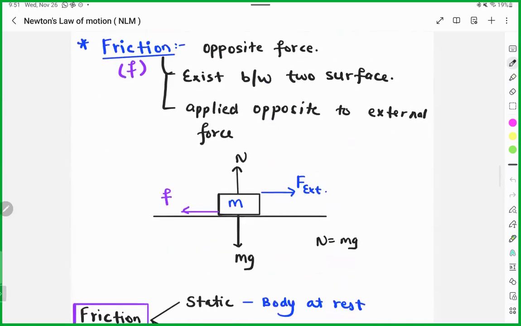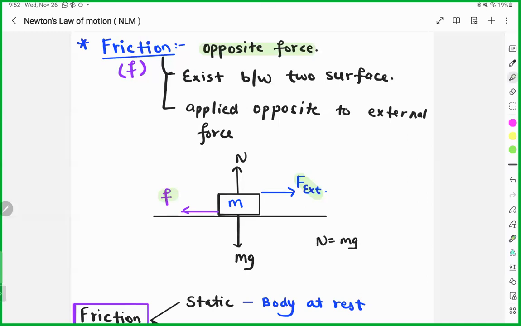Friction. Friction is opposite force. Example, if you are moving forward, friction will act in the backward direction. Same thing is shown here. कि देखो, if we are applying external force in the forward direction, friction is acting in the backward direction, opposite force.